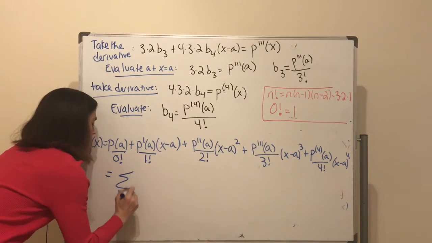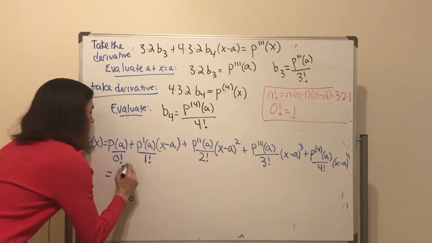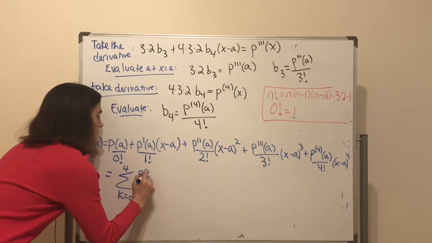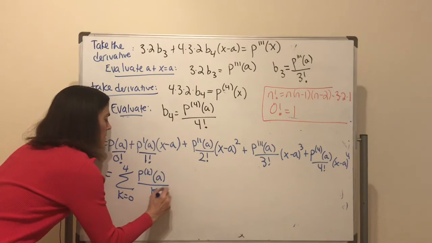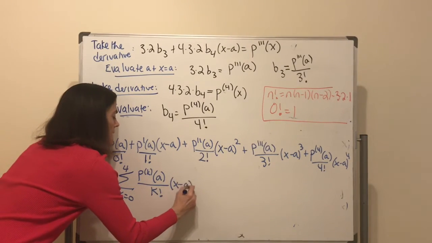K goes from 0 to 4 of the kth derivative at a over k factorial times x minus a to the k.